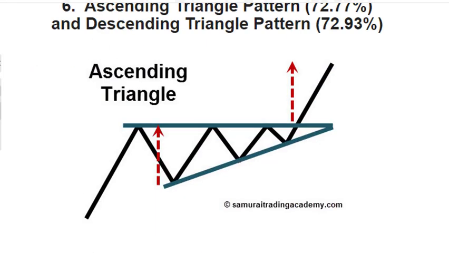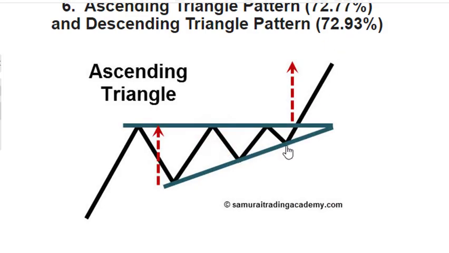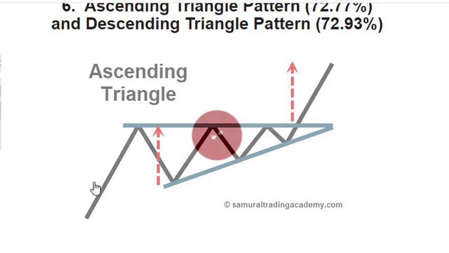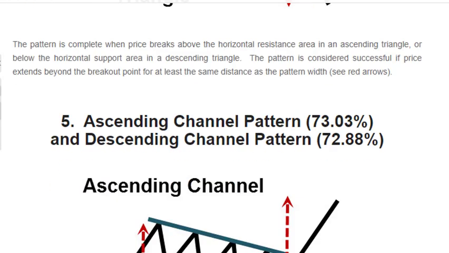The other way is the ascending triangle, where the top of the triangle is flat, the top line is flat, and the bottom lines, the bounces are getting progressively higher. Chances are that that will break out to the upside, especially when the price entered on the way up. 72% chance of those breaking out in that way.